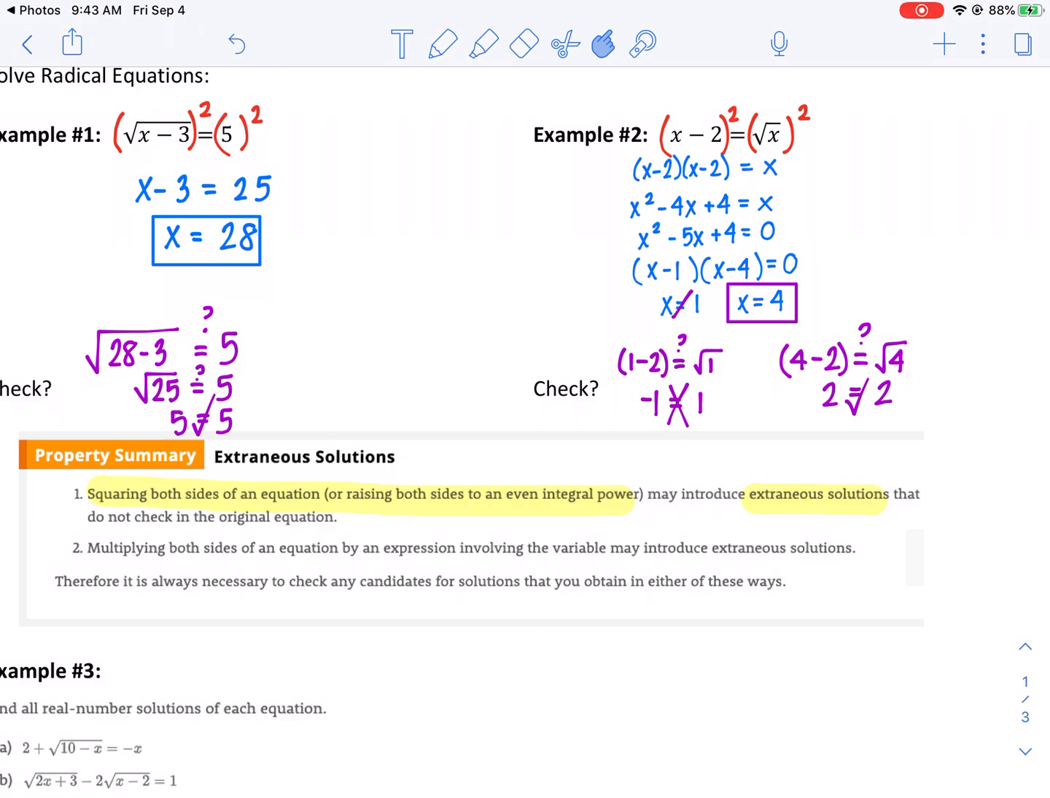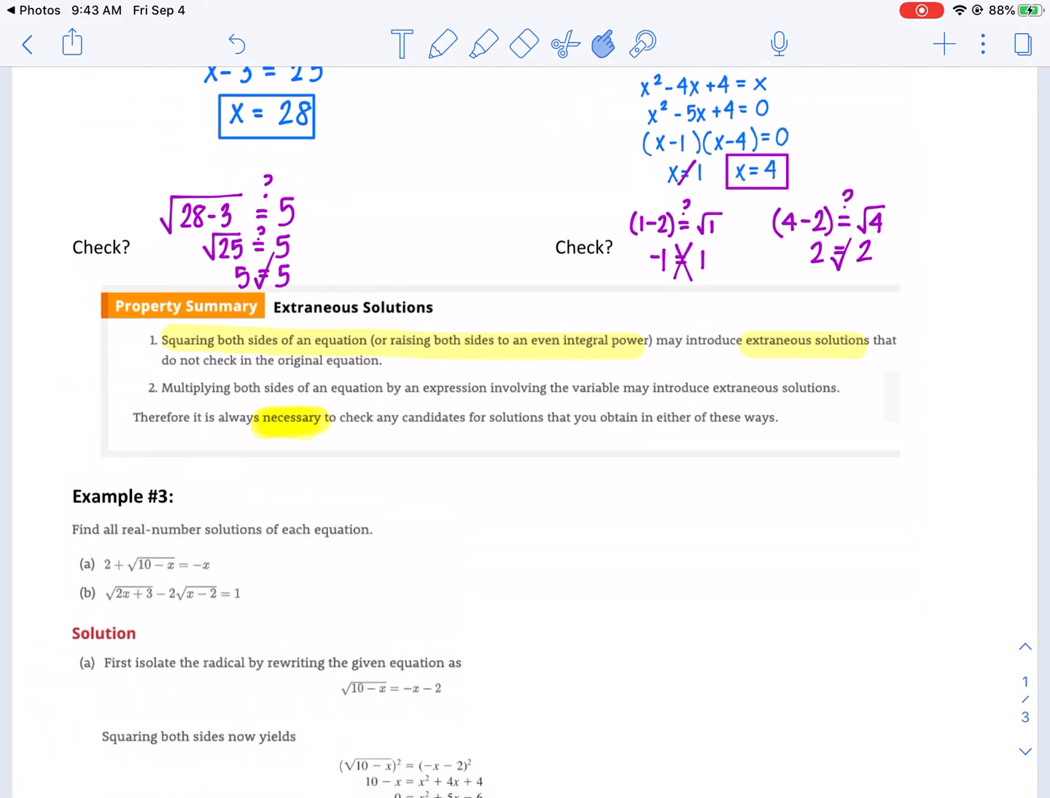Okay, so a little about the properties of extraneous solutions. I kind of already talked to you about that. When you square both sides, you need to check if it works. Otherwise, they're called extraneous solutions. So for example, x equals 1 is extraneous. Multiplying both sides of an equation by an expression involving the variable may introduce extraneous solutions. We'll talk about that. Therefore, it is necessary to check your solutions. Super important. It saves your answers.